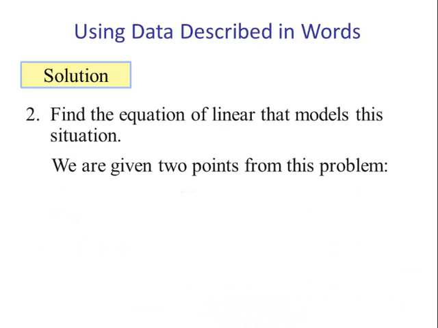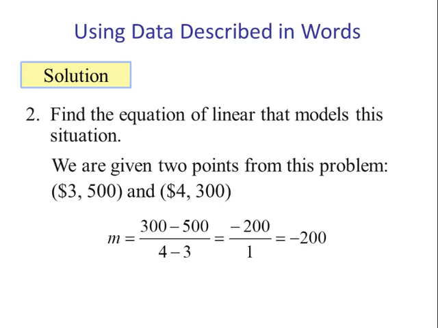Number 2, we are given 2 points from this problem: $3 and 500 units, $4 and 300 units. So our first step is to find the slope between these 2 points. So the difference of the y's becomes negative 200. The difference of the x's becomes 1. So we can say our slope is negative 200.